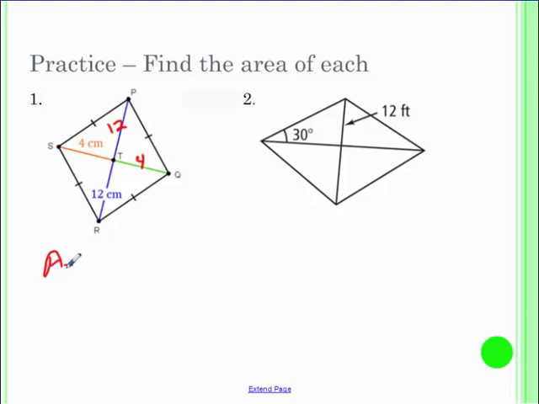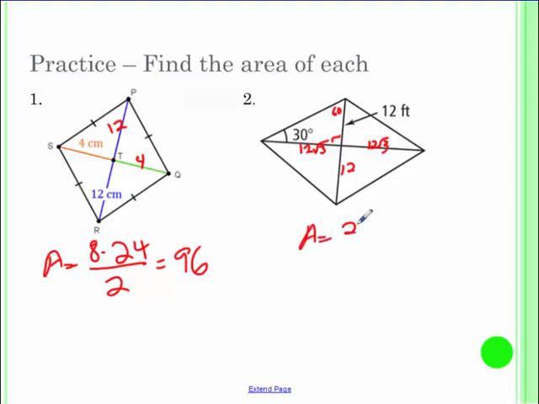So area is diagonal 1 times diagonal 2 divided by 2. And let's go ahead and multiply. We got 96. Over here we got a right angle. We have a 60-degree angle, so 30, 60, 90 triangle. So if the small side is 12, the other leg is 12 root 3, which makes this 12 root 3.